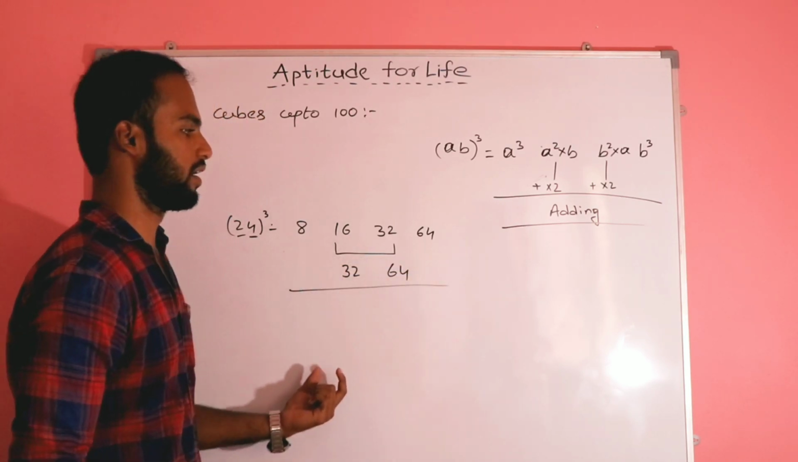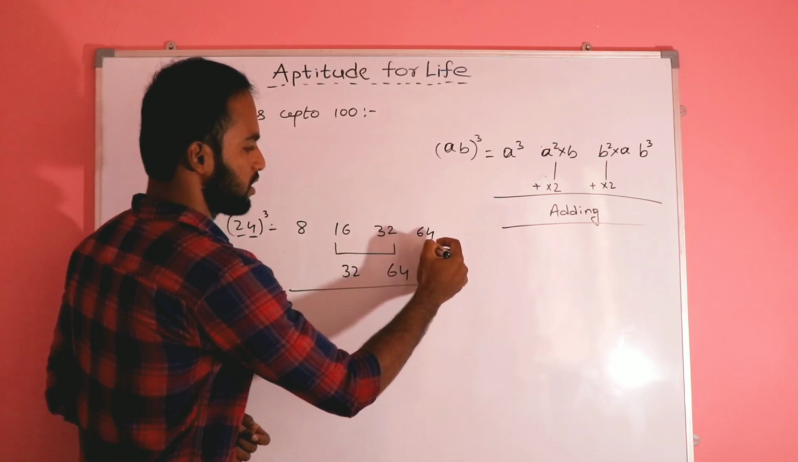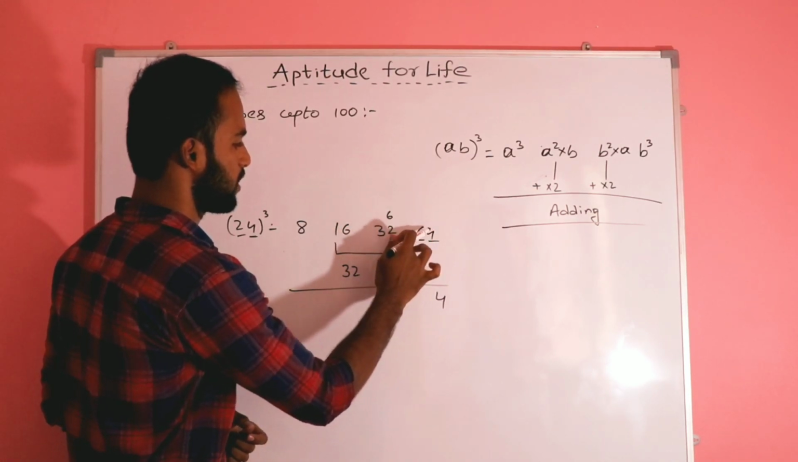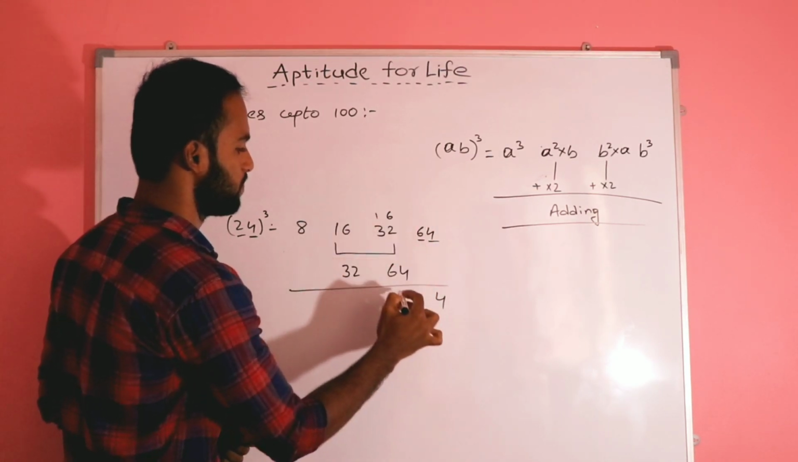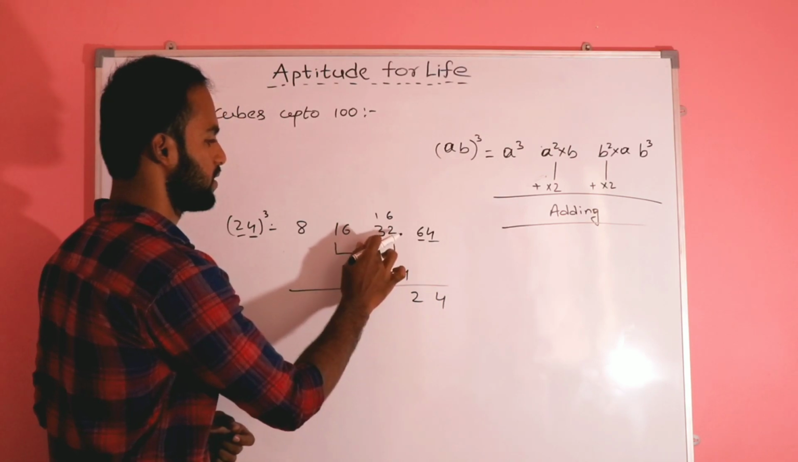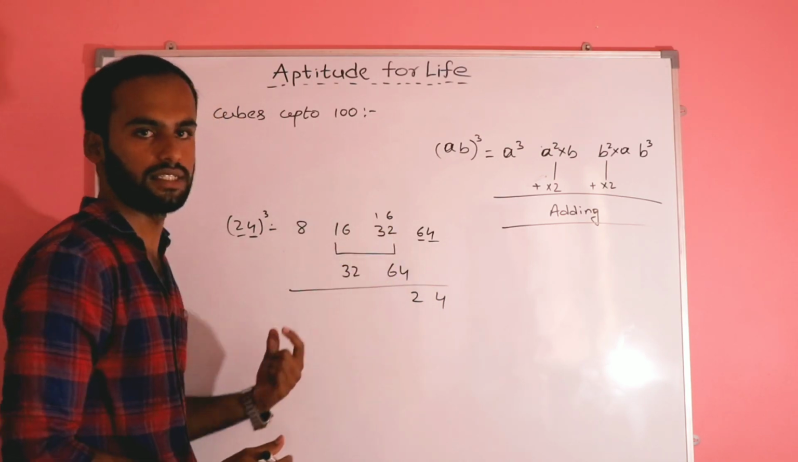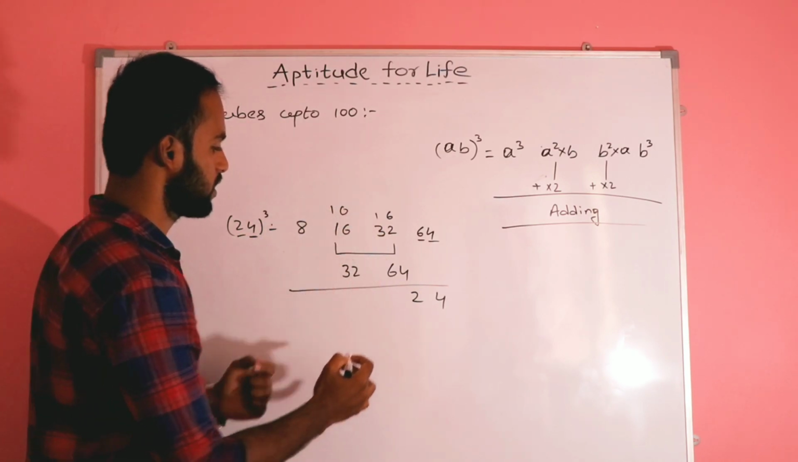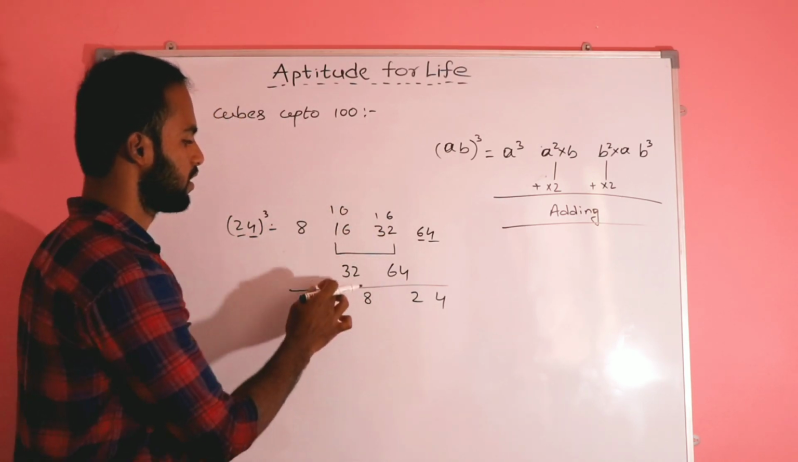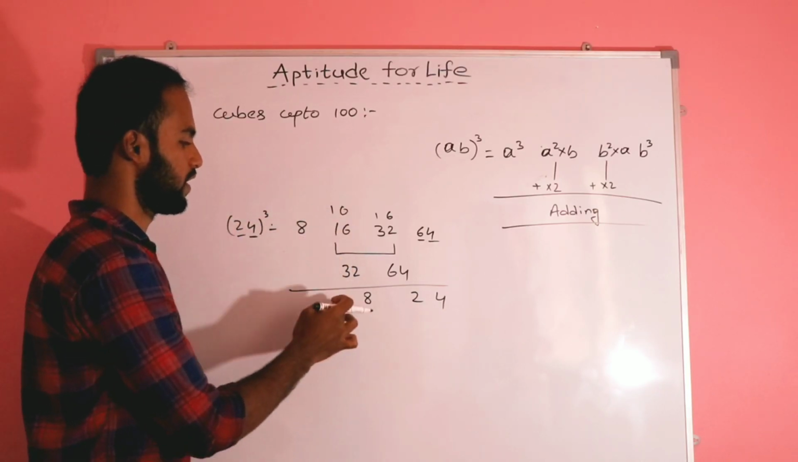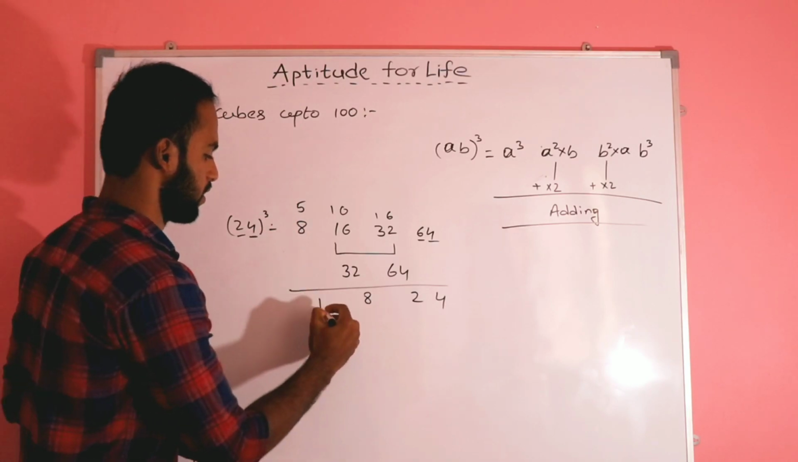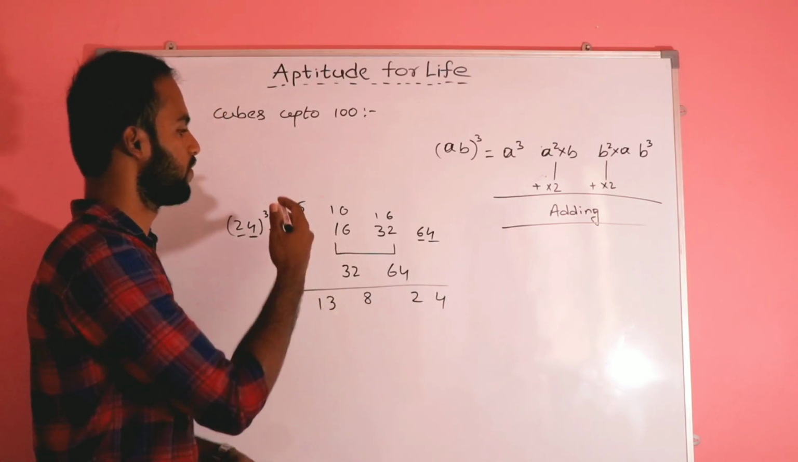Final step is adding. Write the last number as it is. Carry this 6 to here. So 6 plus 2 is 8, 8 plus 4 is 12. 6 plus 3 is 9, 9 plus 1 is 10. So carry this 10 to here. So 6 plus 2 is 8. Write the last number as it is. 3 plus 1 is 4, 4 plus 1 is 5. Carry this 5 to the next column. So 8 plus 5 is 13. So 13824 is the answer for 24 cube.